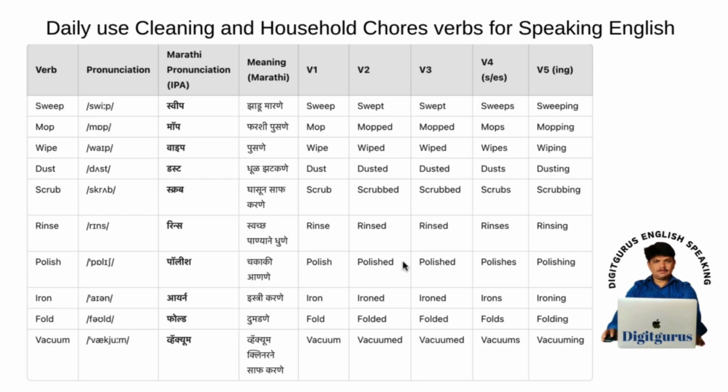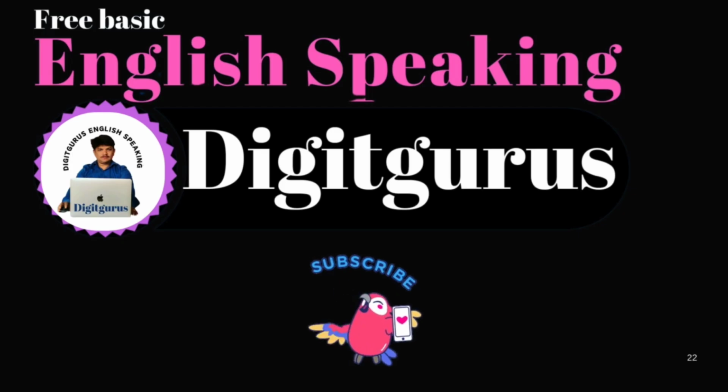Now, don't forget to write down this chart. It will be your quick reference for improving fluency and confidence while speaking English. These verbs will help you describe actions clearly and sound more fluent while speaking English.